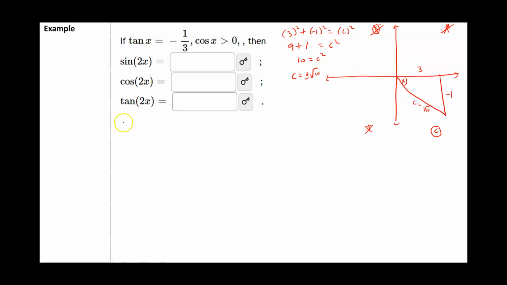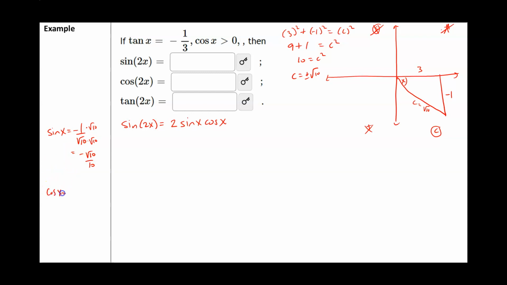All right, now let's take sine of 2x. So first step is to sketch the reference triangle and fill in all the sides. Then we're going to say sine of 2x is equal to 2 sine x cos x. Let's first figure out what is sine of x and what is cosine of x. So sine of x is going to be opposite over hypotenuse, which is going to be negative 1 over radical 10. And if you rationalize that, you would multiply by radical 10. This will give you negative radical 10 over 10. That's going to be for sine.